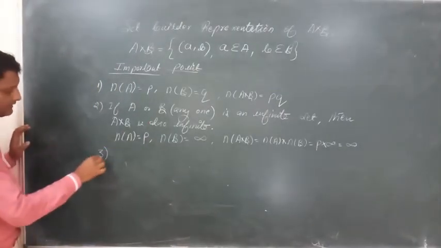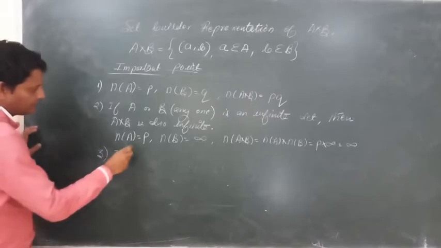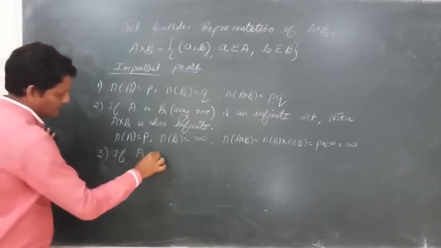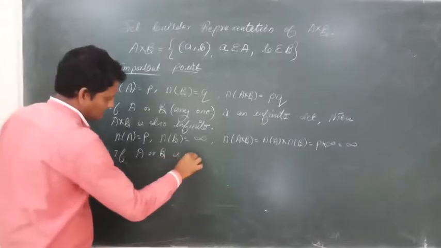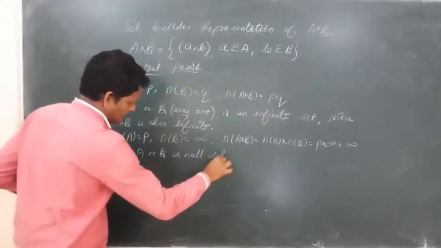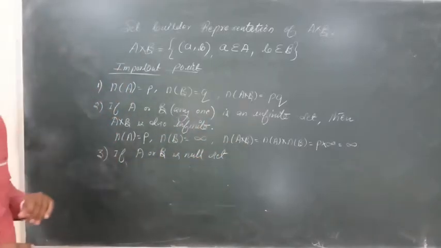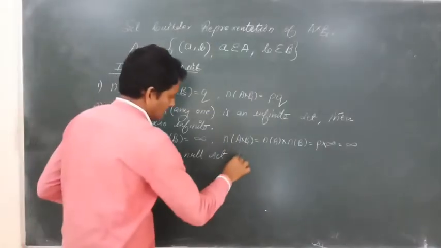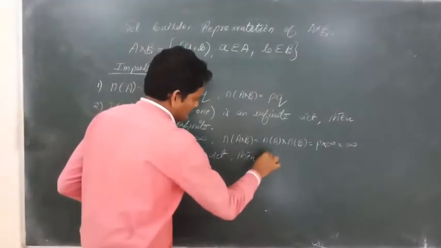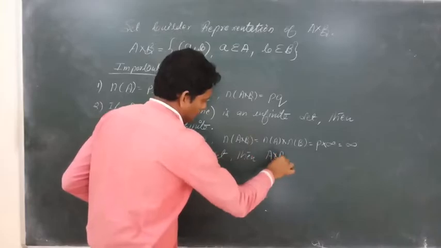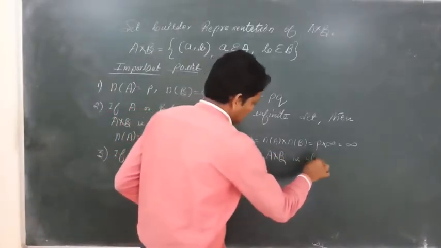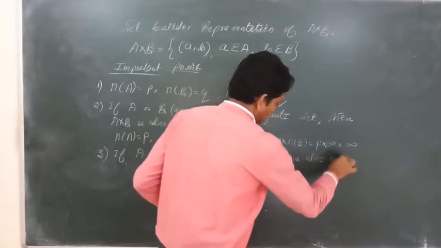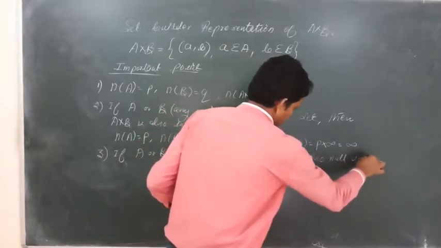Number 3 property says that if A or B is a null set, then A cross B is also a null set.